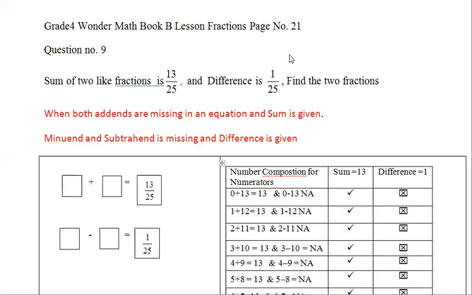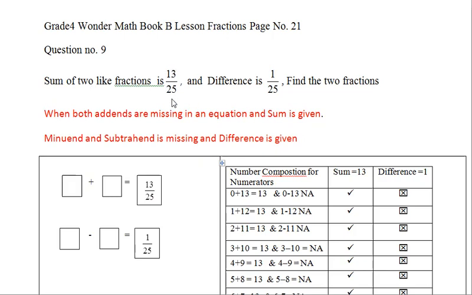Okay, now we have another question similar to the previous one. When both addends are missing, or the minuend and subtrahend are missing, and you have to find the missing numbers, both of them. But here we have another situation. It is given in fractions.